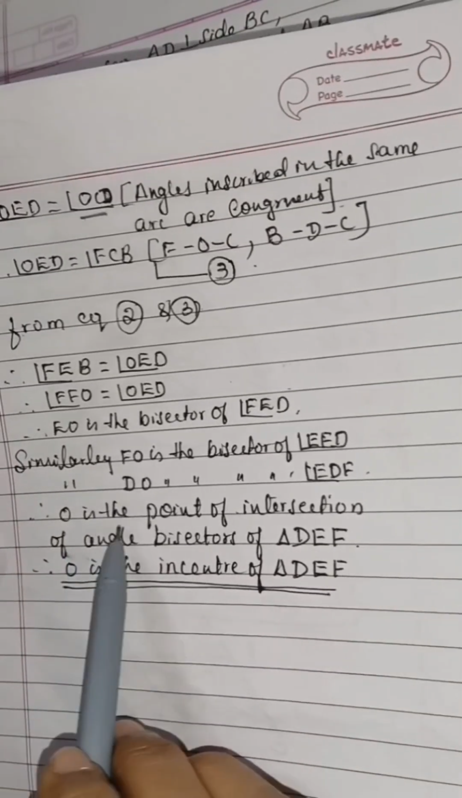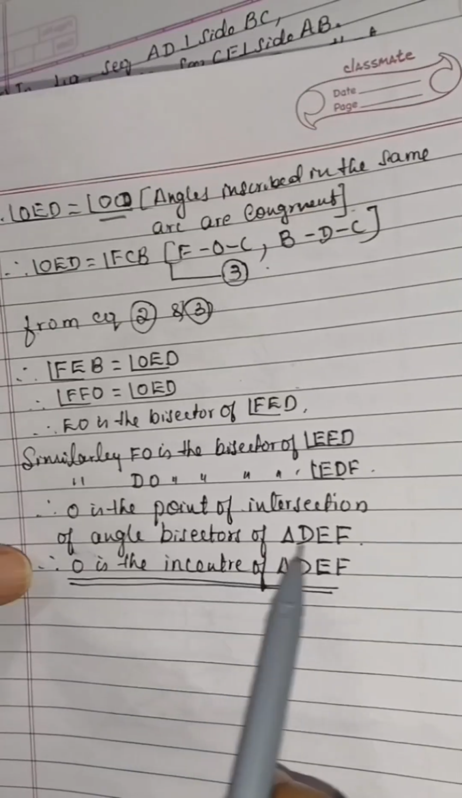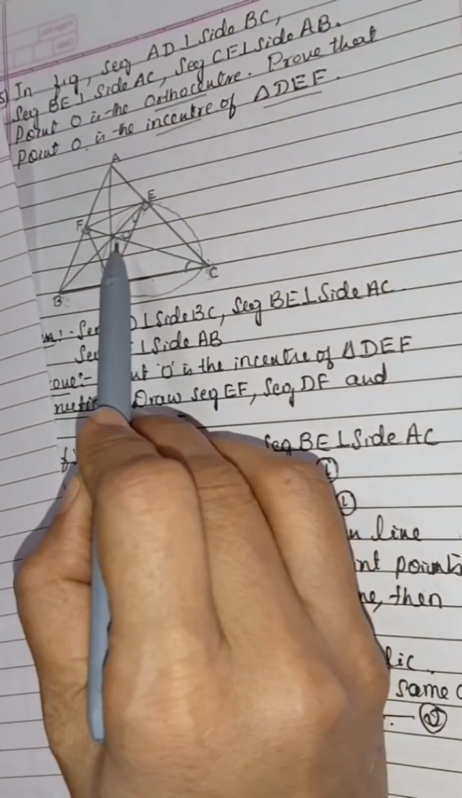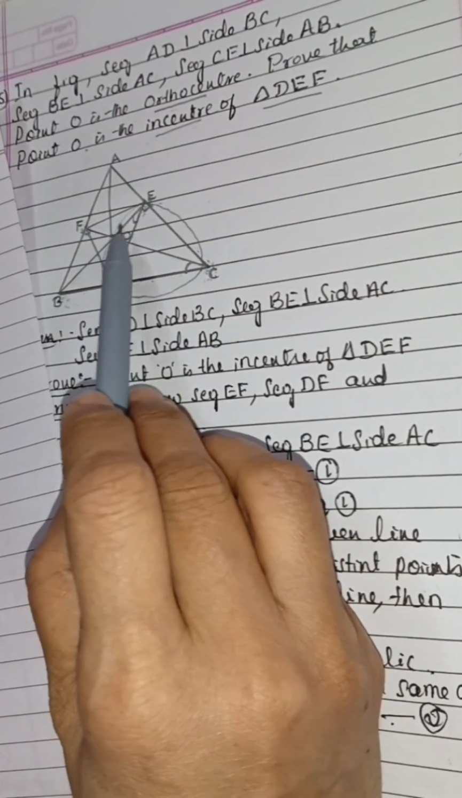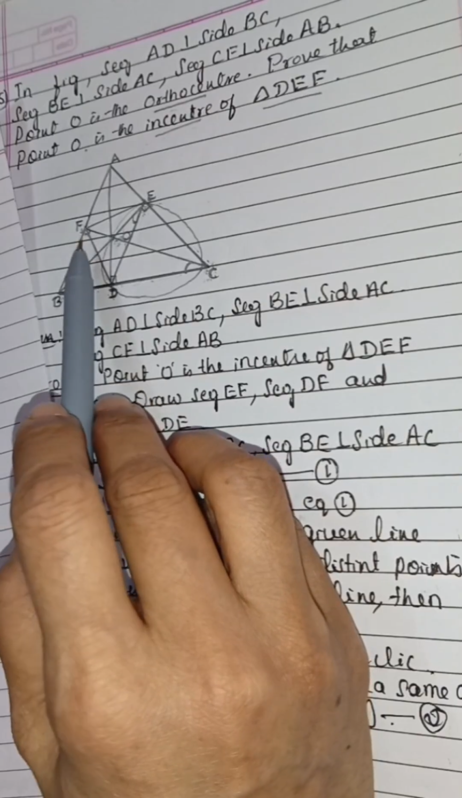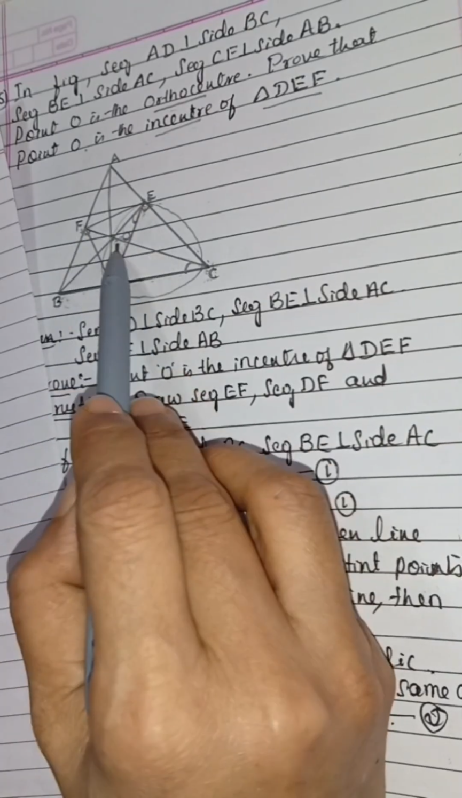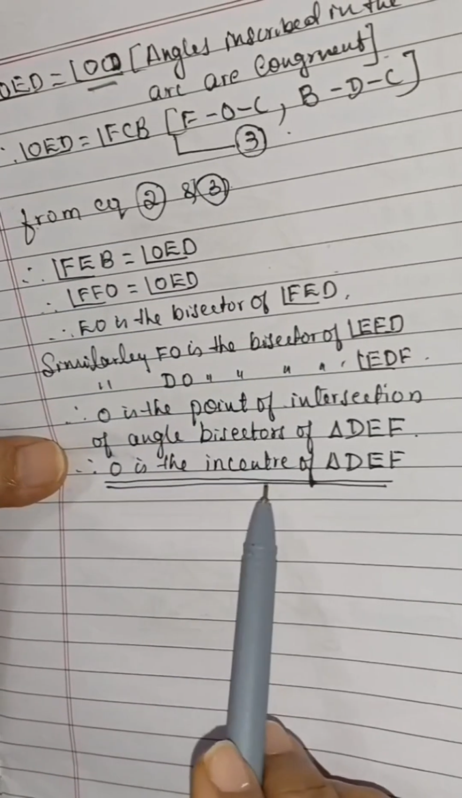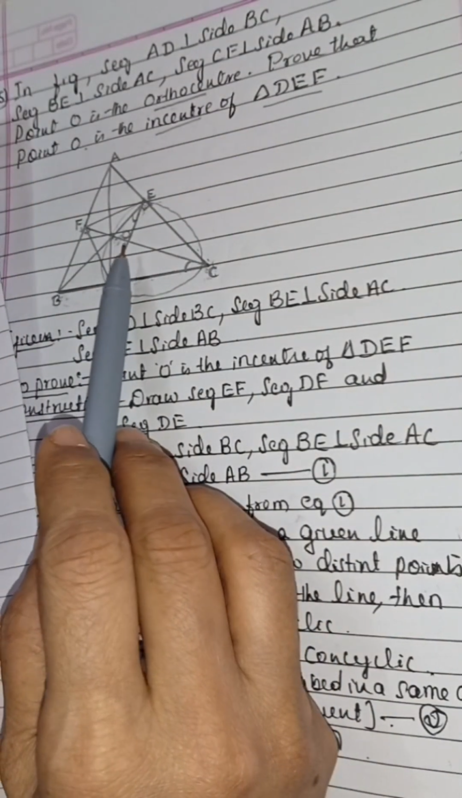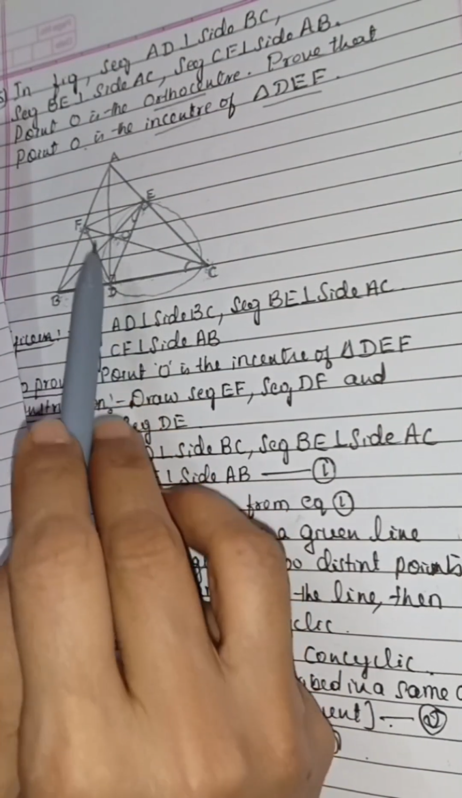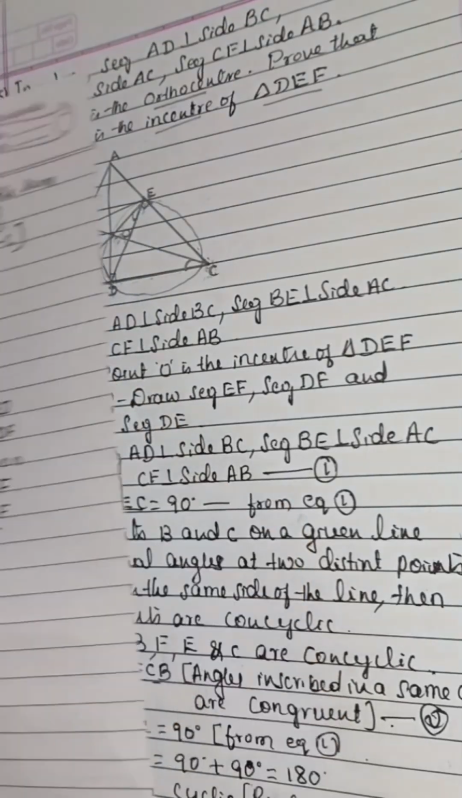Therefore, O is the point of intersection of the angle bisectors of triangle DEF. Therefore, O is the incenter of triangle DEF. So in this way we can prove that O is the incenter of triangle DEF.